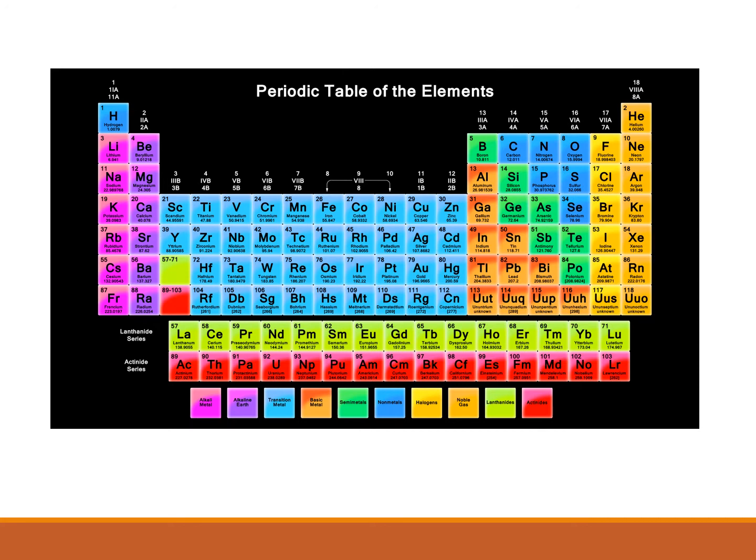This is the periodic table of the elements, and it shows the 103 elements that are known to mankind. Now, not all of these elements are needed for plant growth. So let's take a look and see what makes an element essential to plant growth.